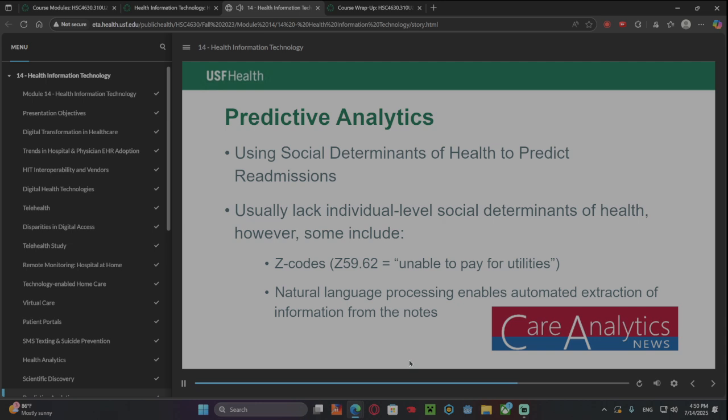You can also use notes in the electronic health record to scan for natural language, to do what's called natural language processing for automated extraction of the information, and then tie those parameters to predict health outcomes.